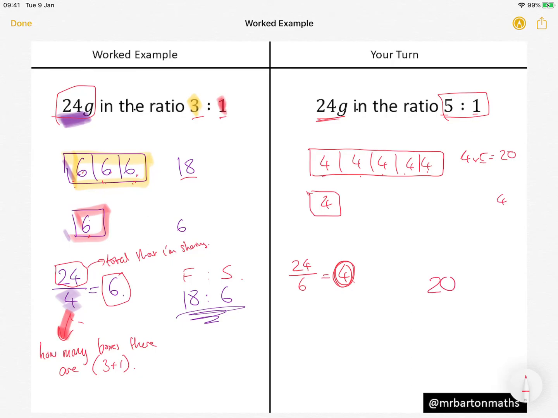So I've shared out my ratio: it's 20 to 4. Let's say it's flour to sugar again. Now I've got 20 grams of flour to 4 grams of sugar. Another way to check you've done it right is to check that your numbers add up to 24 still. So 20 add 4 is 24, 18 add 6 is 24. That tells me I've done something right.